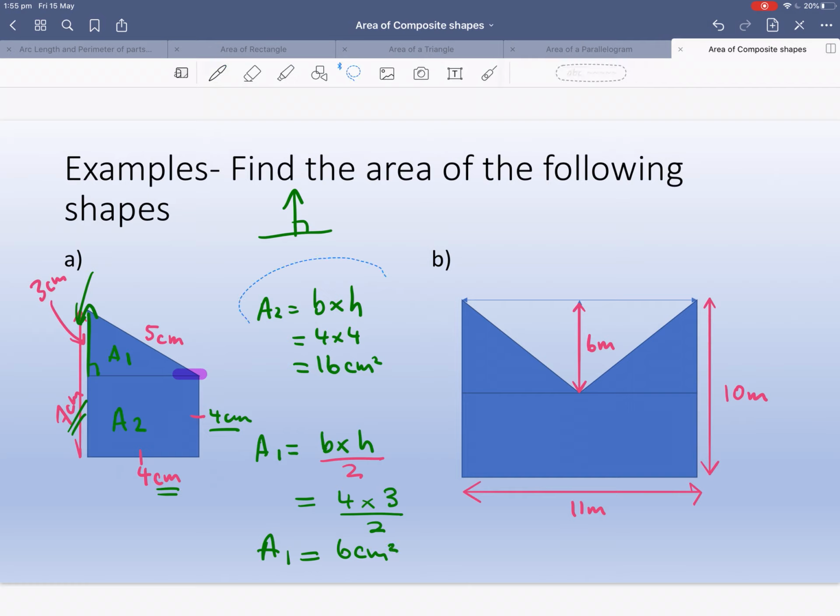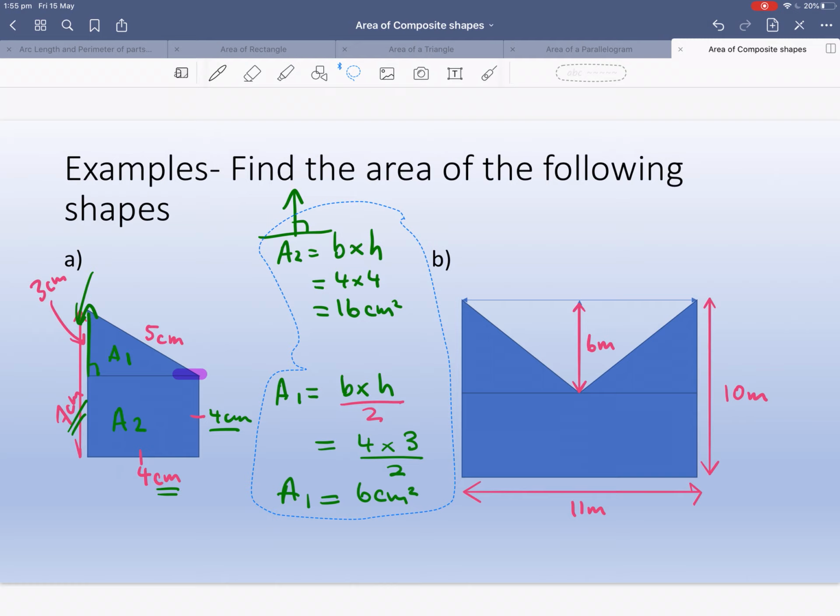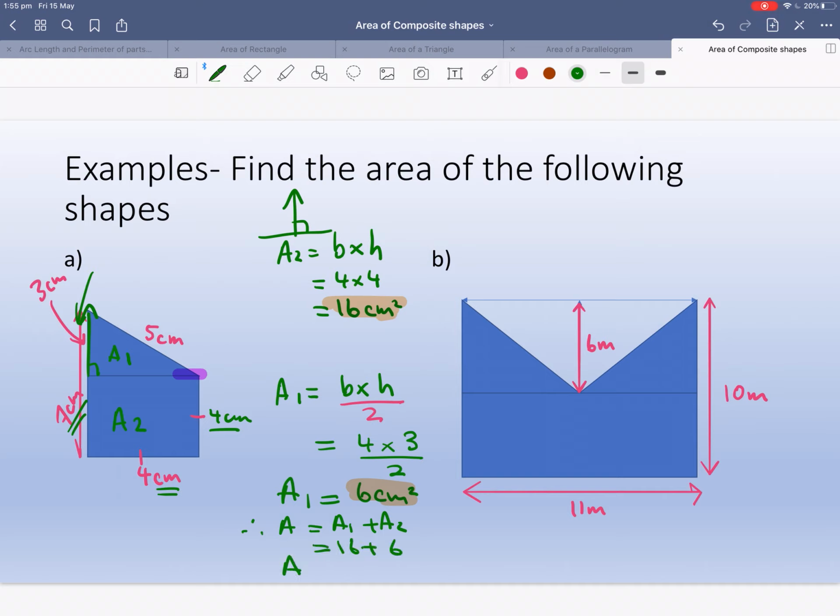Now I'm going to give myself a little bit of room because I've run out at the back of the page. Therefore, total area is A1 plus A2. So that's going to be this area plus this area, which will equal 16 plus 6. Therefore, total area equals 22 centimetres squared. And that's it for that one.